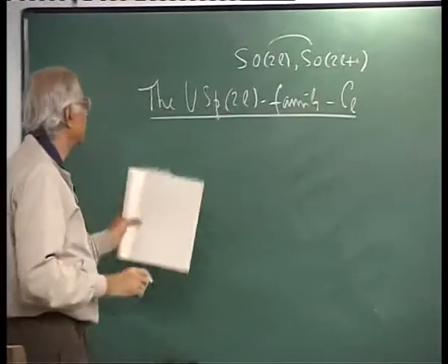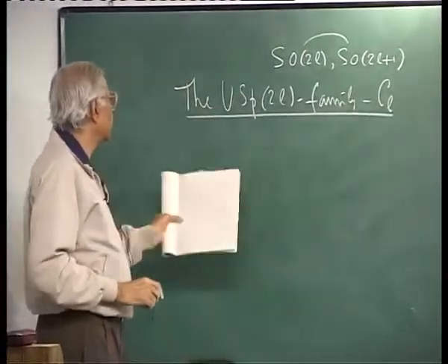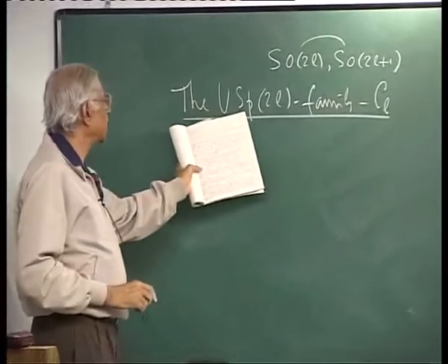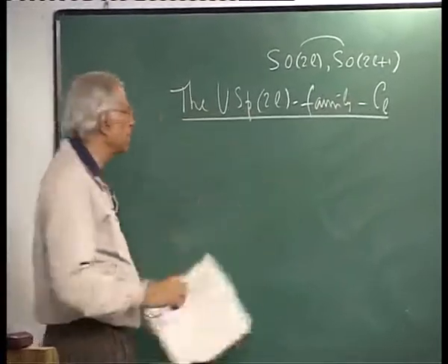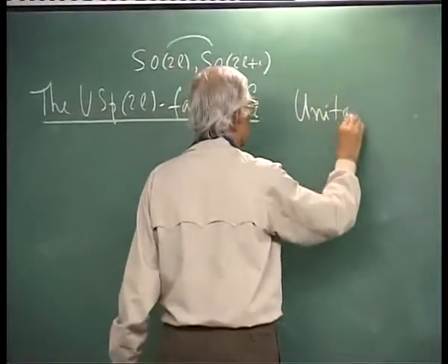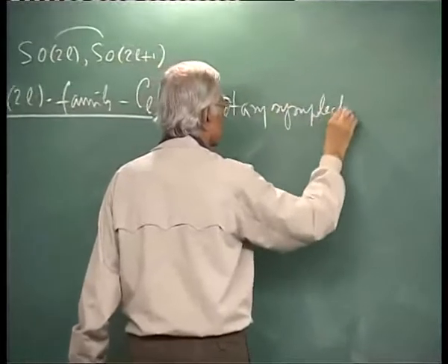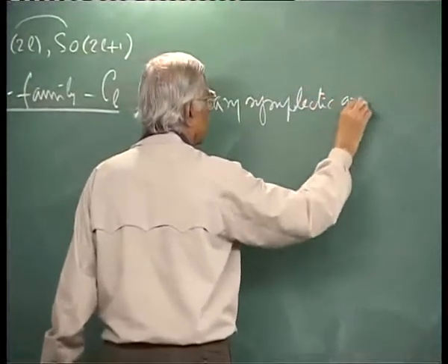So what is the defining representation? What is the name? What is the expansion of this symbol? Unitary symplectic group. Unitary symplectic. That is the name for this family of groups.